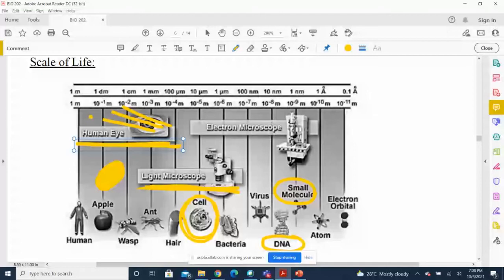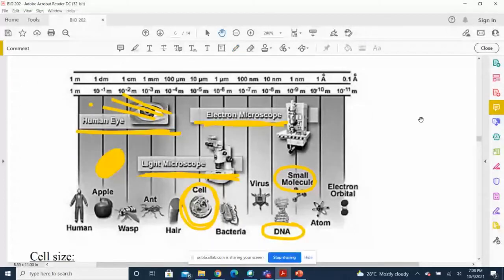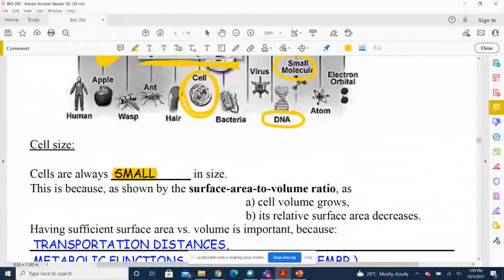I'm interested in the limits of electron microscopy, and we are able to take pictures of single atoms nowadays. There's a lot of work going on imaging individual subatomic particles, and that's something that we're very, very interested in, but not something that I would expect you to know about. When we talk about cells and the size of cells, one thing that we end up noticing is that cells are always small.